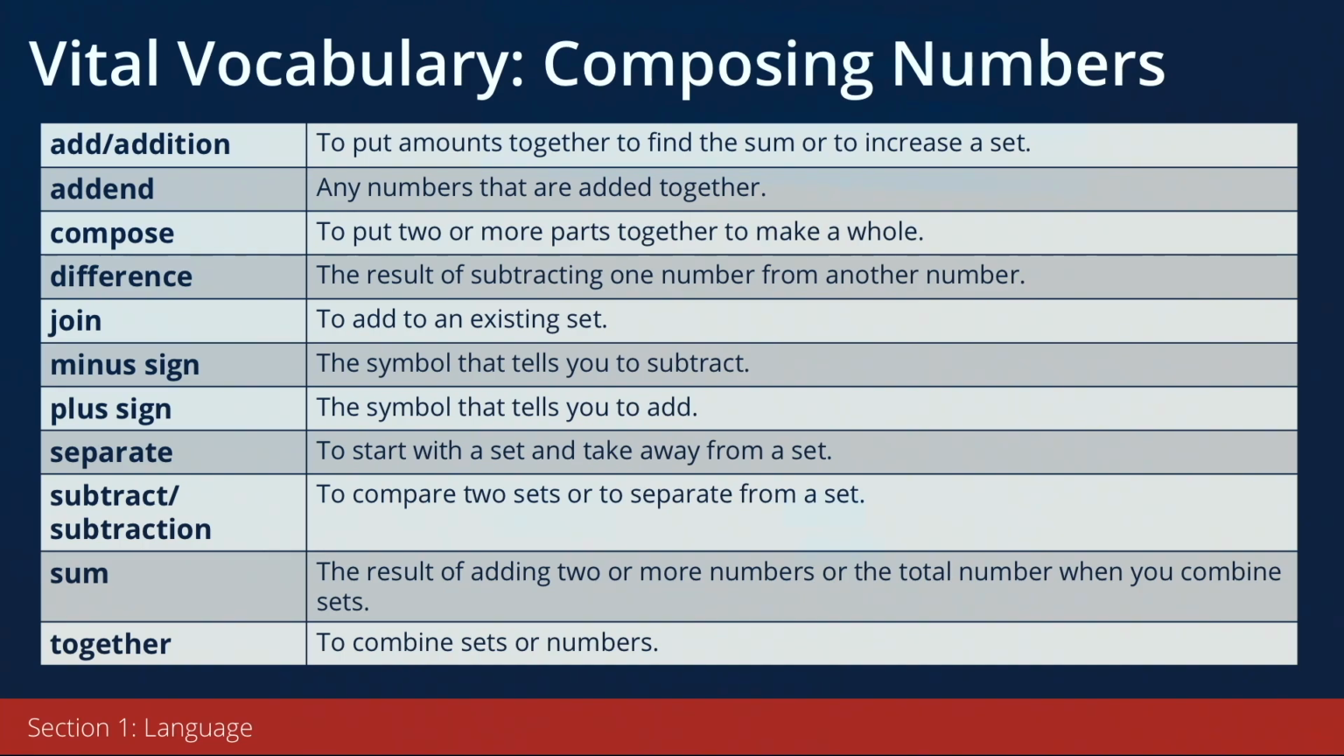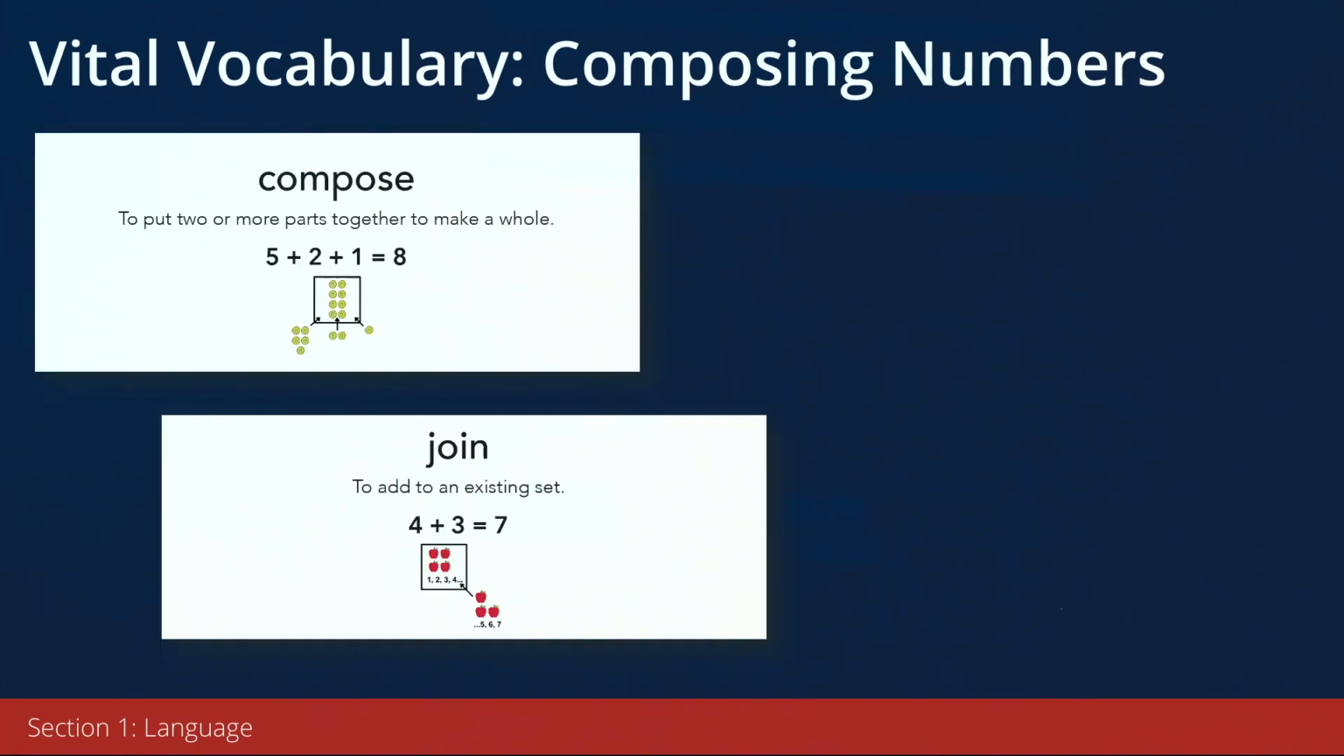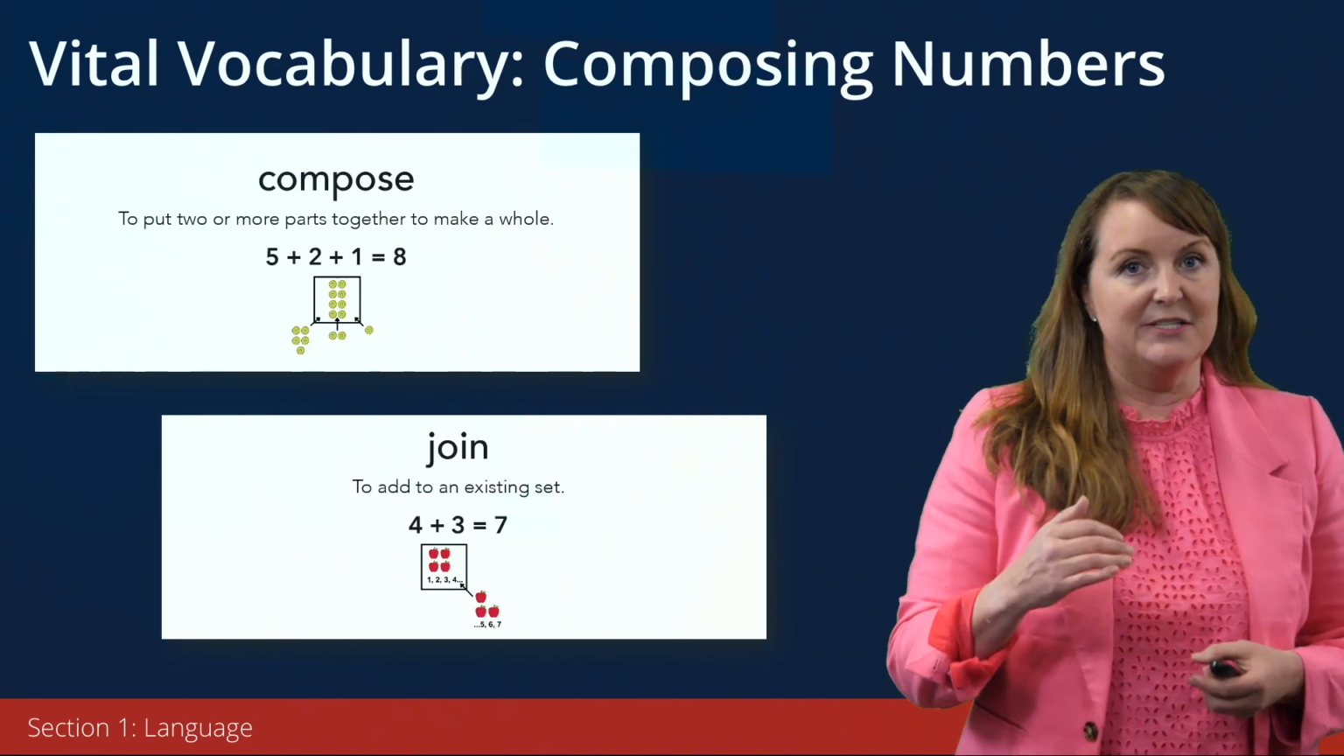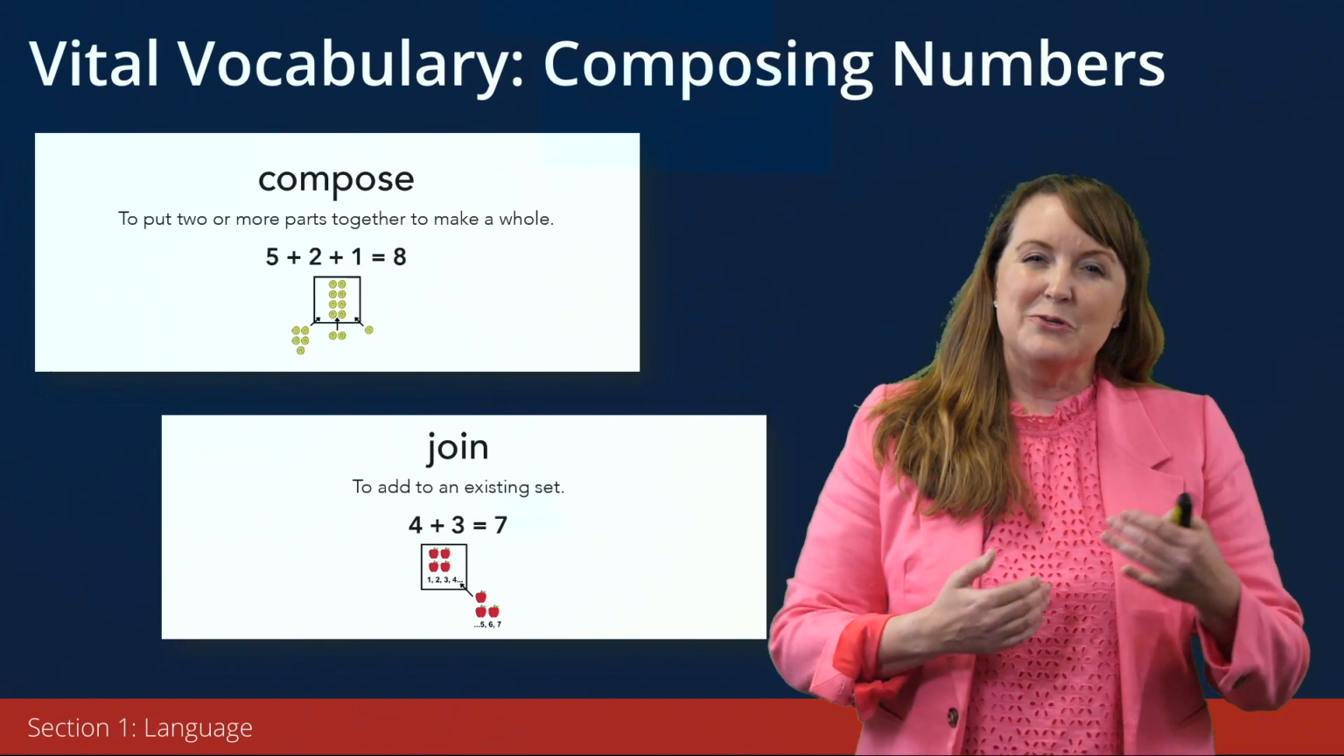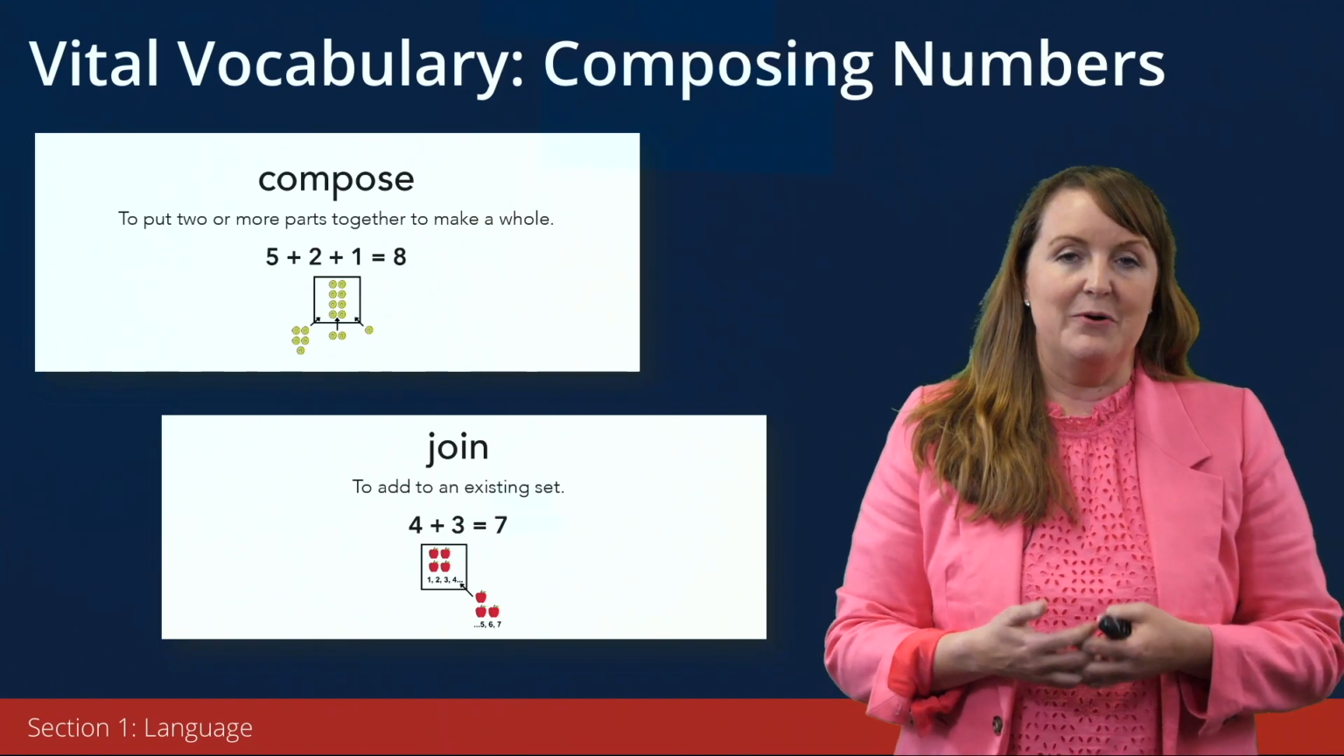So students need to know what it means to add or do addition, what it means to have an addend, what it means to compose, what it means to have a difference, what it means to join some to a set, what it means to look at the minus sign or plus sign, what it means to separate, what it means to subtract or do subtraction, what it means to find the sum, and what it means to put amounts together. Now, those are some of the important vocabulary terms that you might want to consider reviewing with your students so that they really understand what it means to compose numbers.